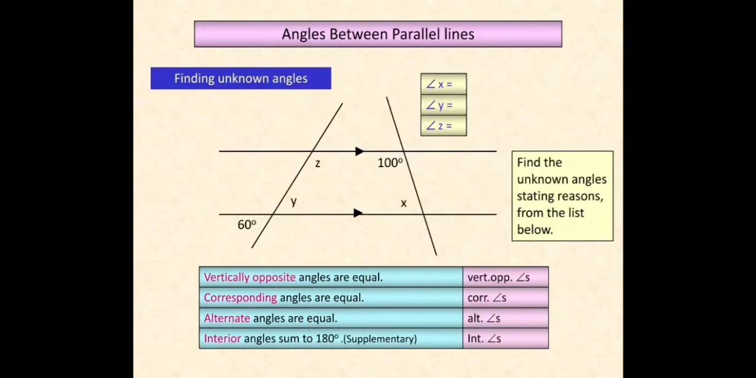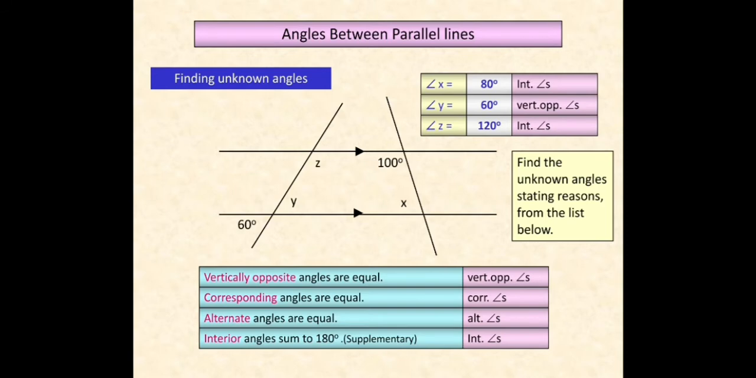Let us see here. They are asking about the missing angles X, Y, and Z. As you can see here, 100 and X are interior angles, so their sum is 180. So X is 80. Why? Because interior angles have a sum of 180. Also, if you want to find Y, it is vertically opposite with 60. So it's 60. And Z, since Y and Z are interior angles, their sum is 180. So Z is 120.